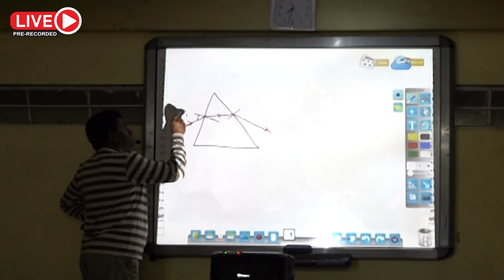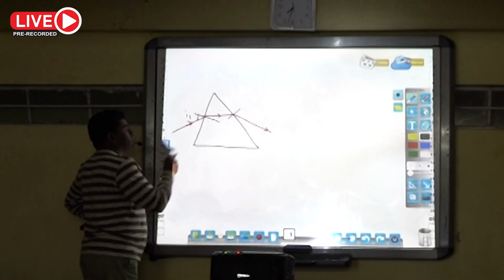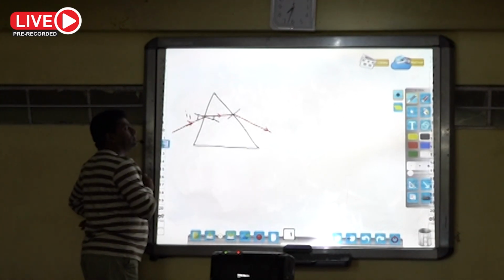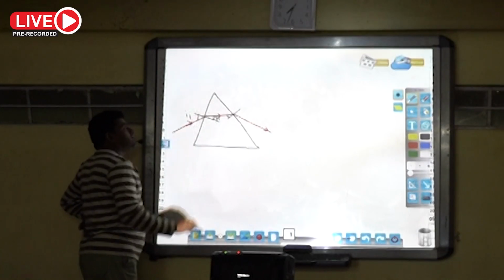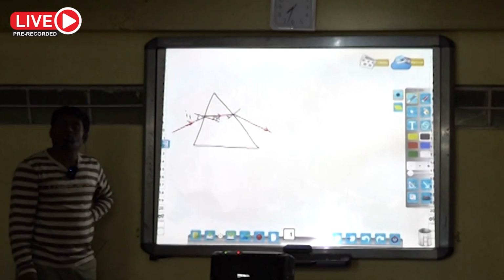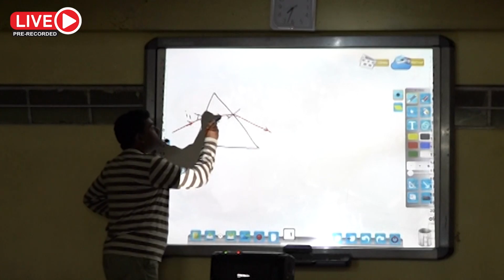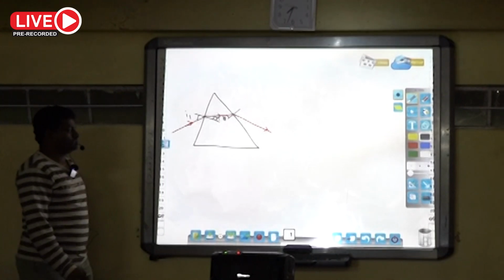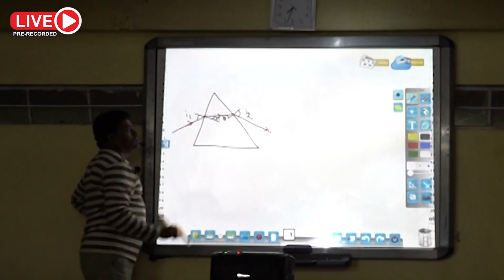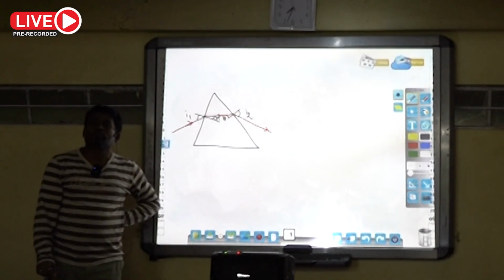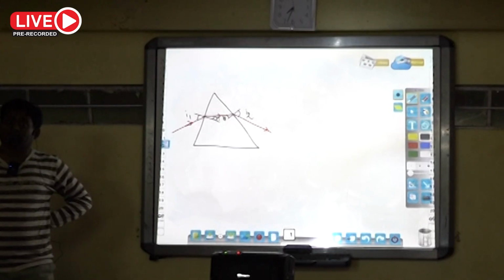Now this angle is considered as the angle of incidence at the first surface, I1. This one is the angle of refraction for the first surface, R1. This one is considered as the angle of incidence for the second surface, which is denoted as R2. And finally, this angle is denoted as I2. It is the angle of refraction for the second surface, which is generally called the angle of emergence.